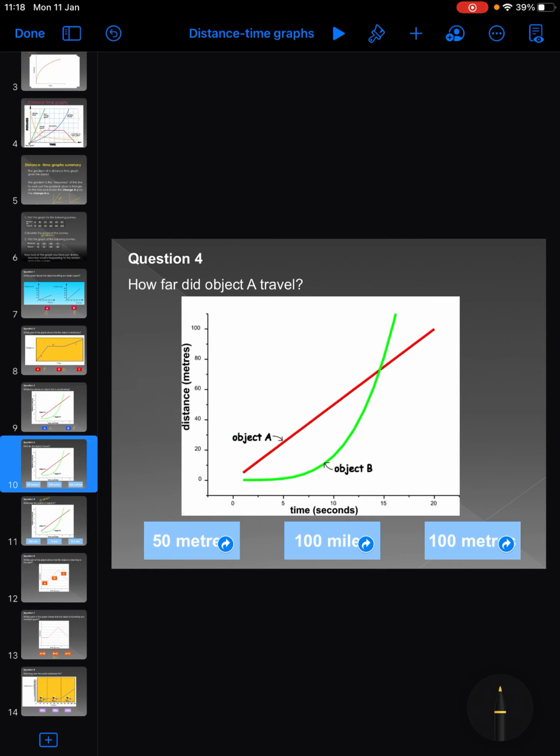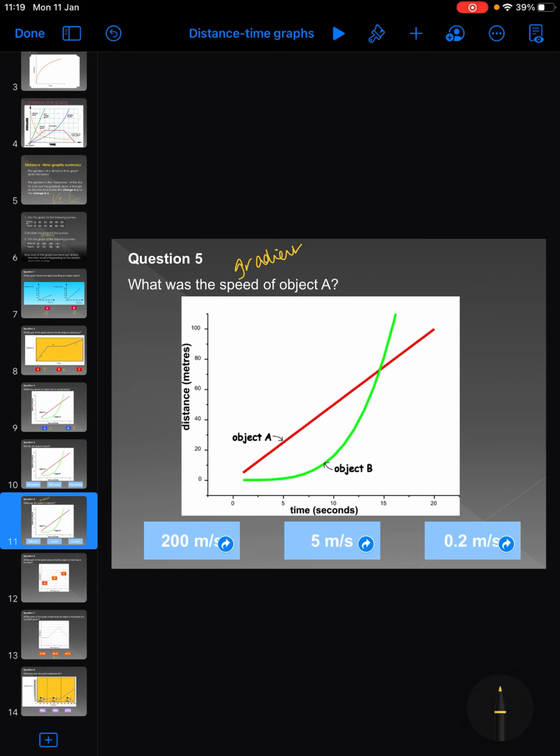Question 4, how far did object A travel? So let's just read across, these are very dodgy lines. I assume it went from 0. So I can see it gets to 100, so you've got a choice here, 100 miles or 100 metres. Let's look at the axes, it is metres, so it will be 100 metres.